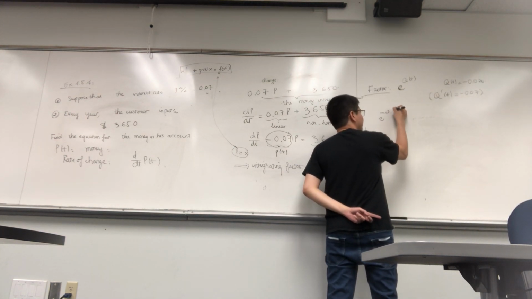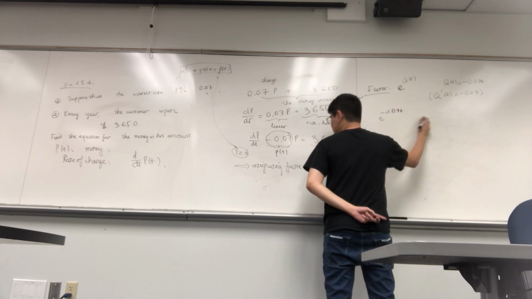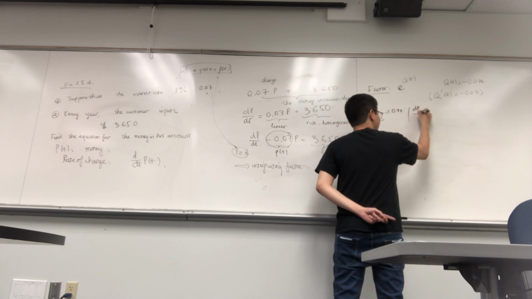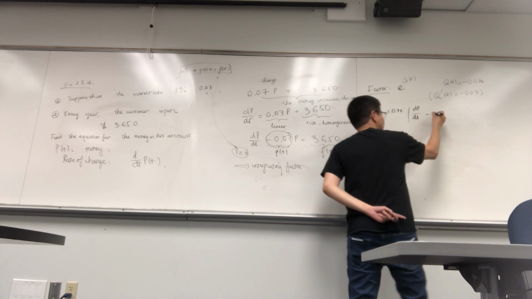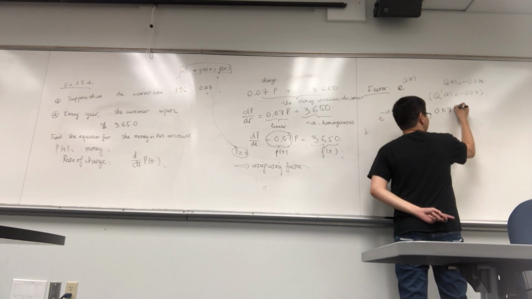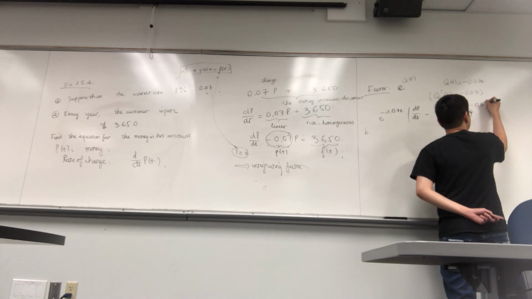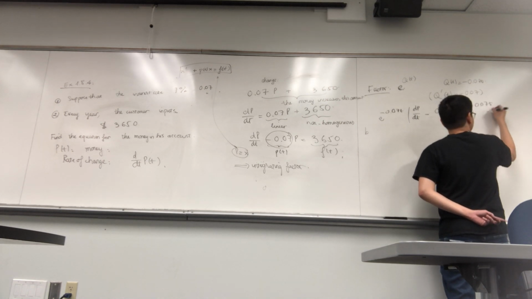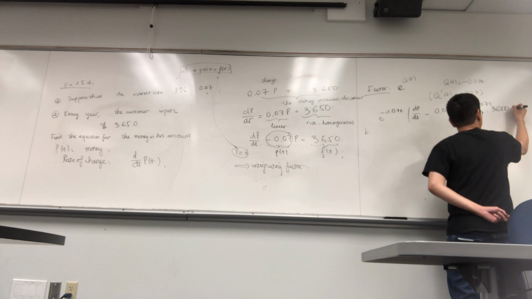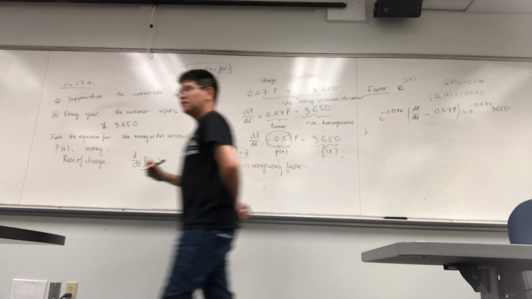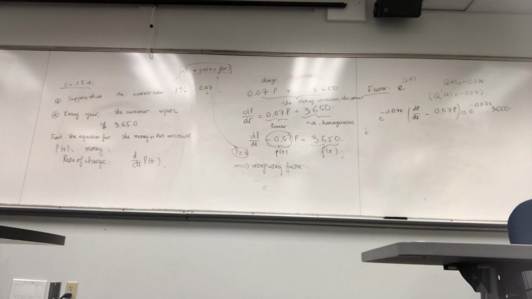So now I multiply both sides of the equation with this integrating factor. So I have e to the minus 0.07t times dP/dt minus 0.07P, and this equals e to the power minus 0.07t times 3650. Is it clear?